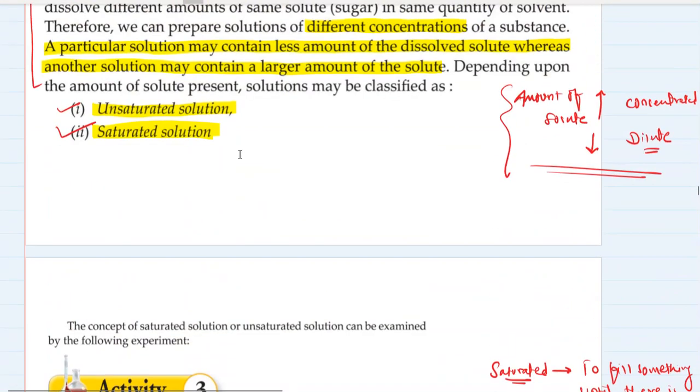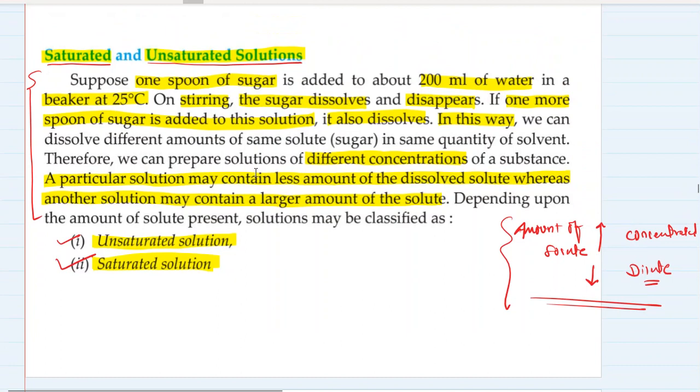So now can you tell me the difference between a saturated solution and a concentrated solution? See, a concentrated solution simply means that the amount of solvent is less. It does not say that in a given solution no more solute can be dissolved. It does not say anything about solute. It just tells you that if the amount of solvent is relatively less, then the solution is concentrated. If the amount of solvent is relatively high, then the solution is dilute.